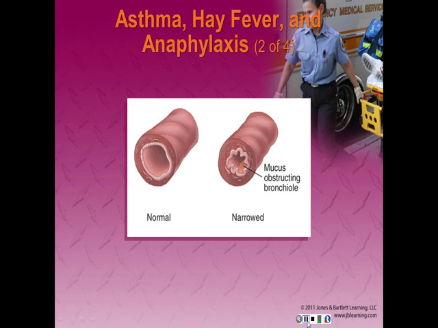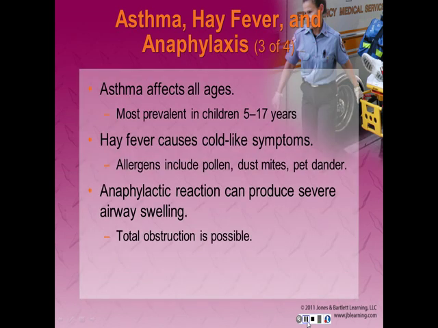As you can see here, this is an example of a normal bronchiole and mucus obstructing the bronchiole or narrowed passages in an asthma patient. Asthma affects all ages, but is most prevalent in children between the ages of 5 to 17 years of age. It produces a characteristic wheezing caused by partially obstructed airways. Wheezing is indicative of a partial lower airway obstruction, and it may be so loud that you can hear it without a stethoscope. In other cases, the airways are so blocked that no air movement is heard.